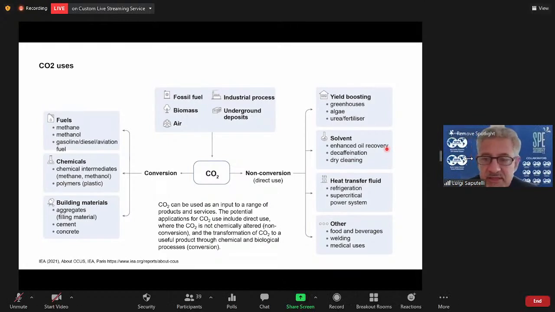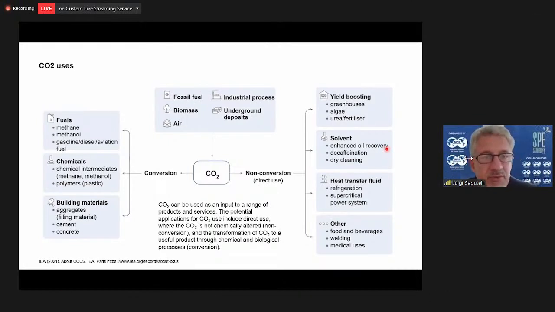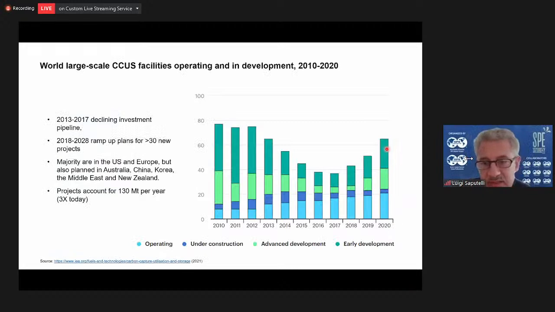So this is a summary of the large-scale CCUS facilities operating and in development. As we see, from 2012 to 2015 there was a decline in investment. After 2016-17, there was a push to ramp up for 30 new projects. All these new projects will add up. Remember, we're talking about 42 million tons per year, so we're going to ramp up to almost 3 times that.